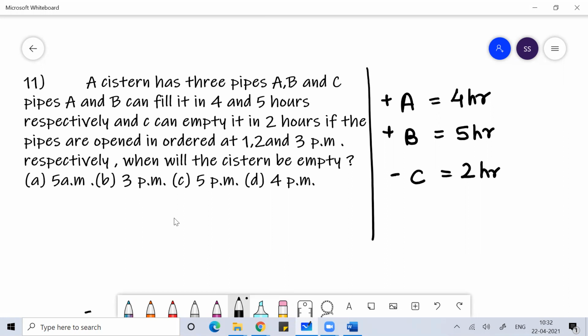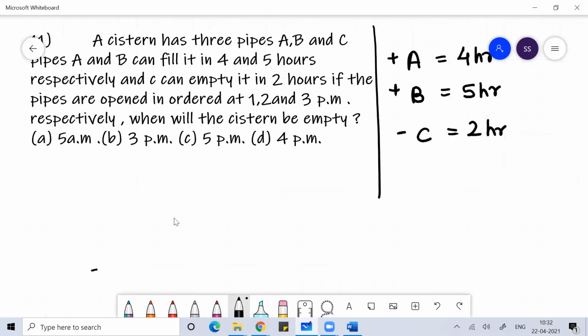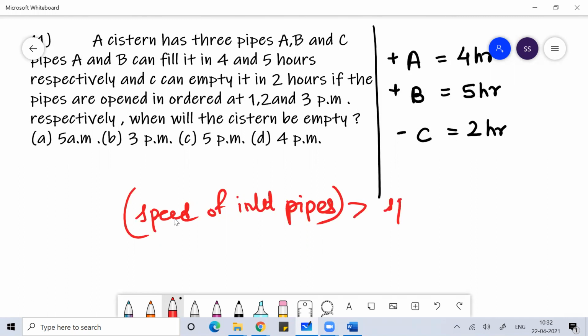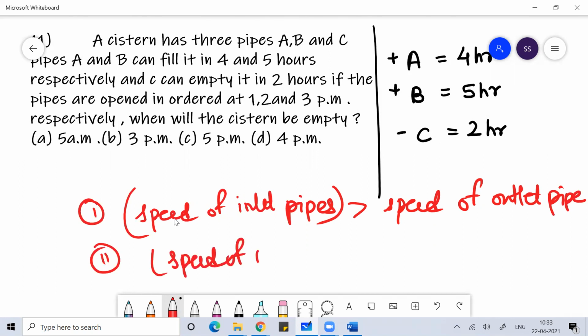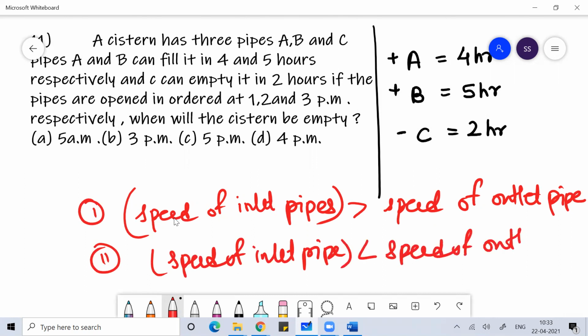Whichever is dominating, I'll put it with a positive sign and the other one with a negative sign, so that the final sum total I get is positive. The big question that comes to mind is: is the sum total speed of the inlet pipes more than the speed of the outlet pipe? Or is the sum total speed of the inlet pipes less than the speed of the outlet pipe? That will ultimately determine the final outcome of the event.